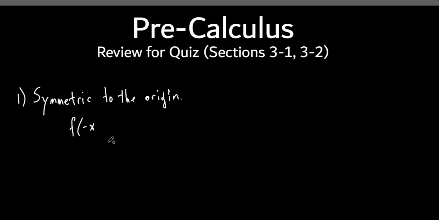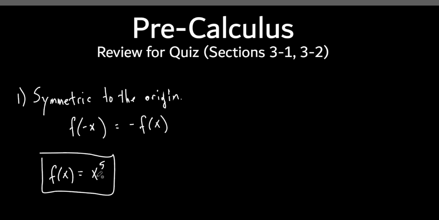I put negative y, but let's do it this way. So if f of x is equal to negative f of x, then it's symmetric to the origin. I think this makes more sense, to tell you the truth. I said I wasn't going to do an exact one, but let's just do it. So what if I said f of x is equal to x to the 5th? All right, so there's my function.